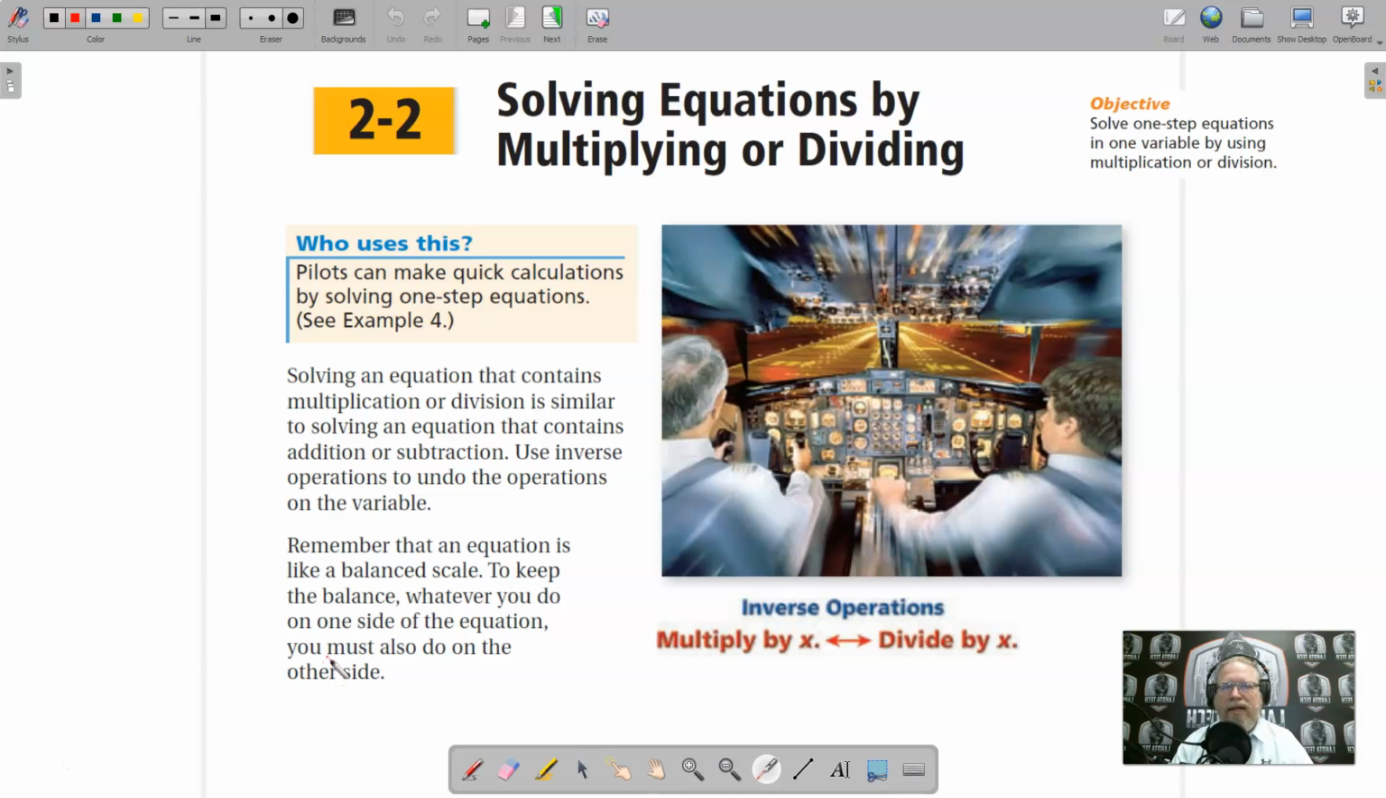Last lesson we talked about the addition property of equality and the subtraction property of equality. And this time we're going to talk about the multiplication and the division properties of equality. This is because multiplying and dividing are inverse operations to one another. If x is being multiplied by some number, you can undo that operation by dividing by that number. And if x is being divided by a number, then you can undo that division by using multiplication. And we'll look at some examples of that.